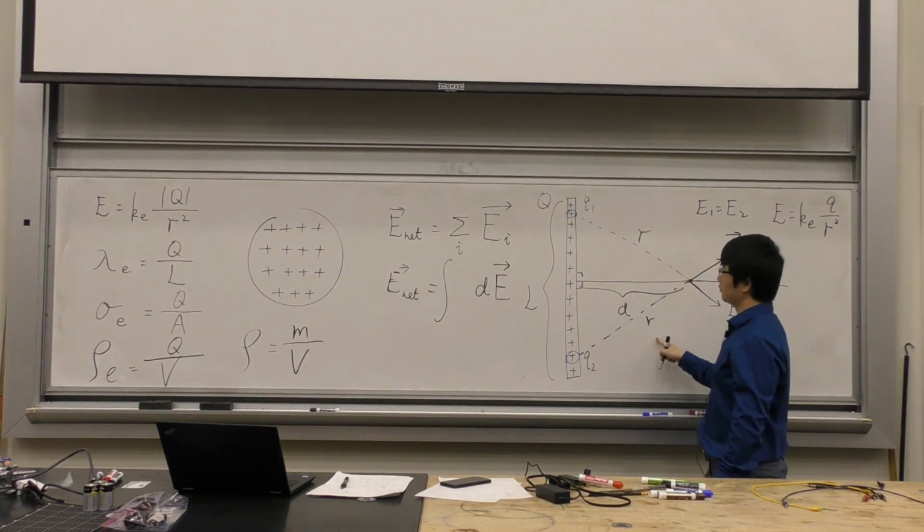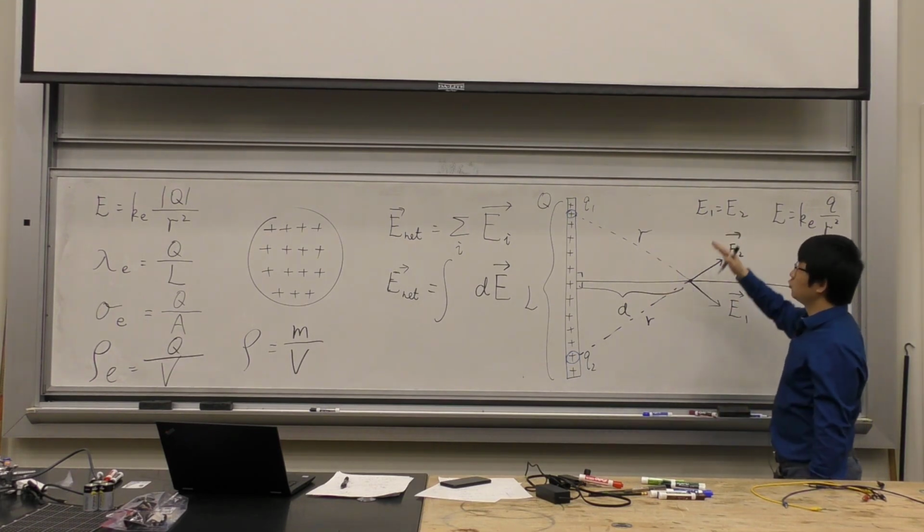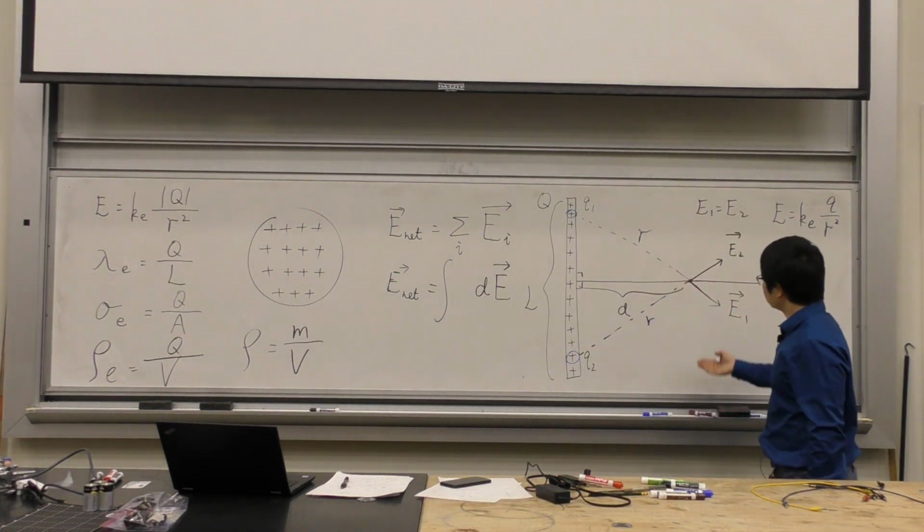5 meters, this is going to be 5 meters. 10 meters, this is going to definitely be 10 meters. So E1 and E2 will have the same magnitude, right? They will have the same magnitude.